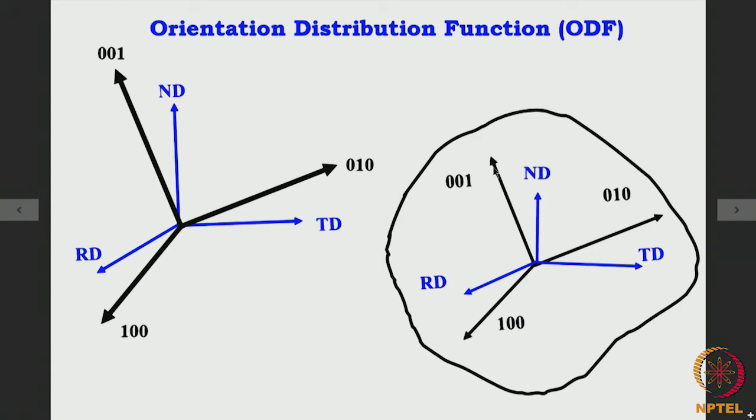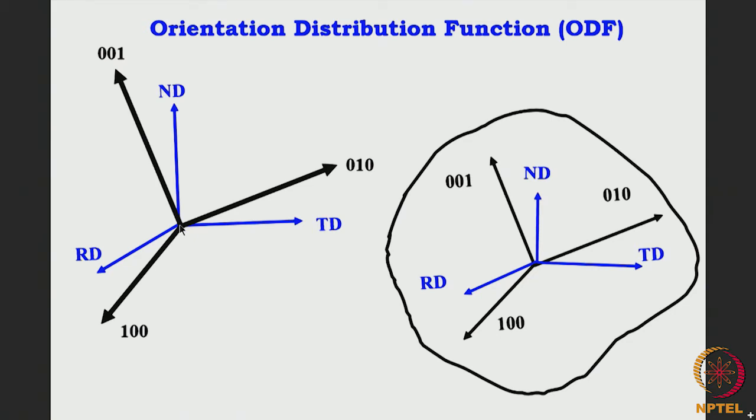So, we have taken the crystallographic frame here and, without doing any rotation, put it on top of the specimen frame by coinciding their centers. Without any rotational movement, we take the crystallographic frame from here and put it on top of the specimen frame over there.